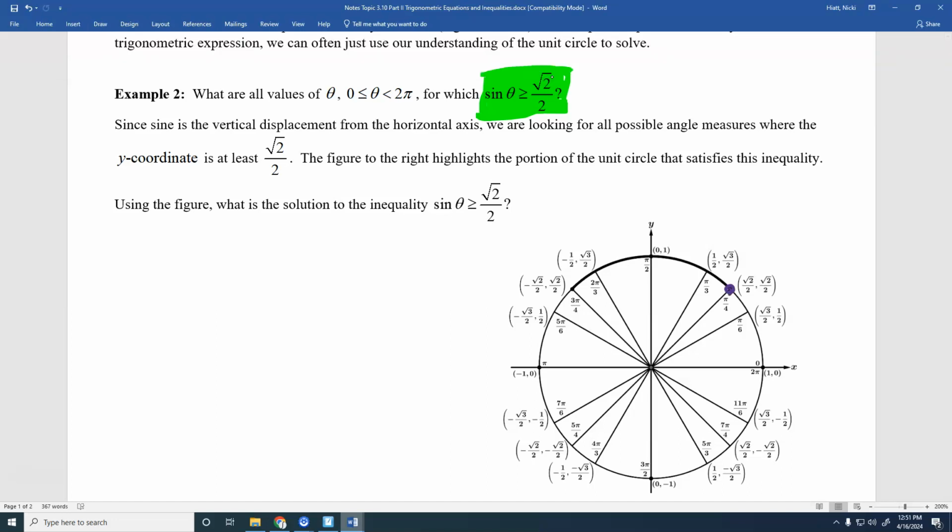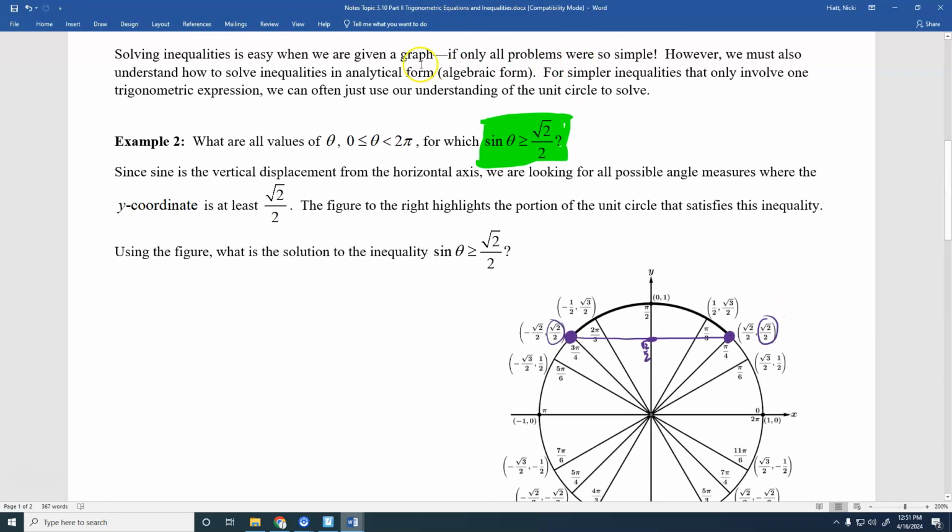Pi over 4 and 3 pi over 4. Is sine my x-coordinate or my y-coordinate? It is the y-coordinate, right? Those y-coordinates. If I connect these right here, that is the point where my y-coordinate is the square root of 2 over 2. Like if I marked it on the y-axis right here, that would be square root of 2 over 2.